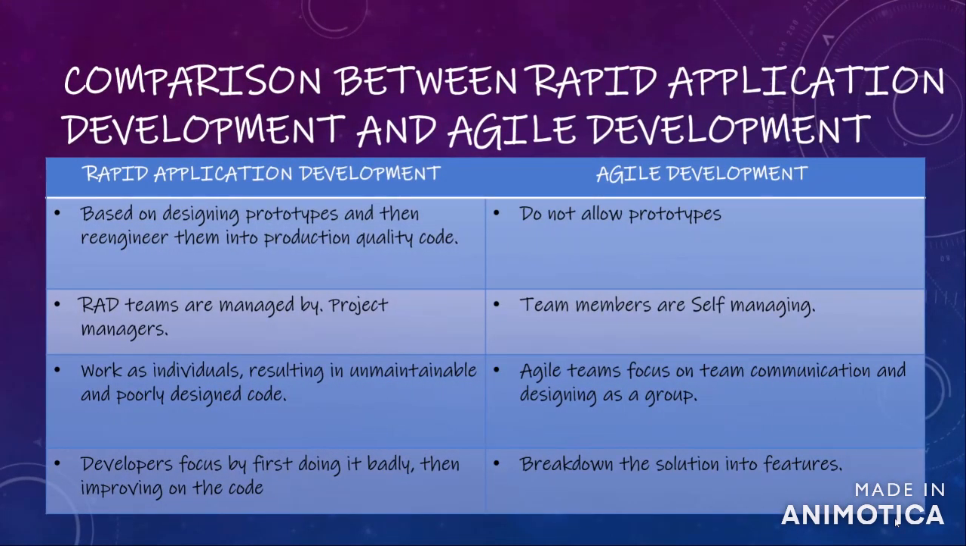This is the comparison between rapid application development and agile development. RAD is based on designing prototypes and then re-engineering them into production quality code, but agile development does not allow prototypes. RAD teams are managed by project managers, but agile development teams are self-managing. In RAD, team members work as individuals, resulting in unmaintainable and poorly designed code. Agile teams focus on team communication and designing as a group. RAD developers focus on first doing it badly, then improving on the code. Agile developers break down the solution into features.